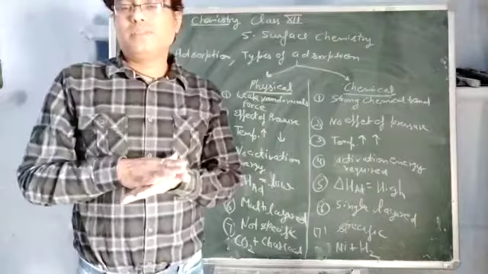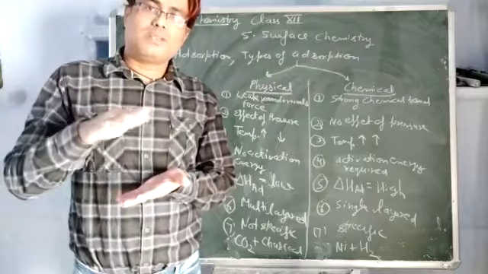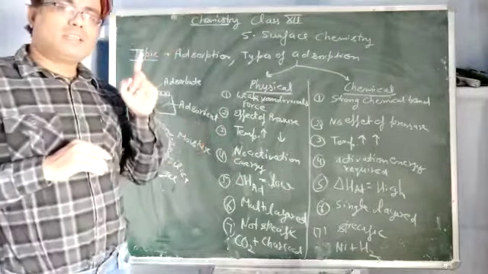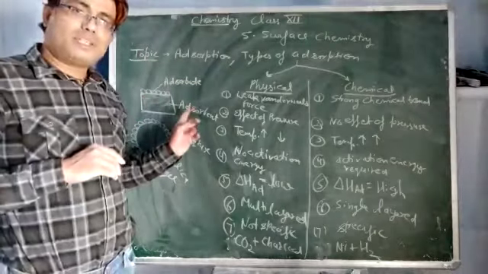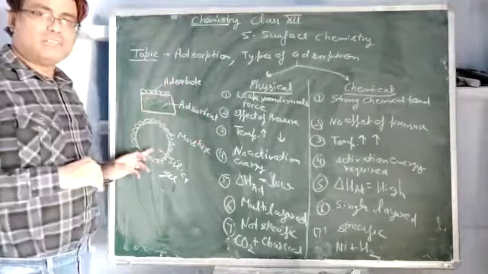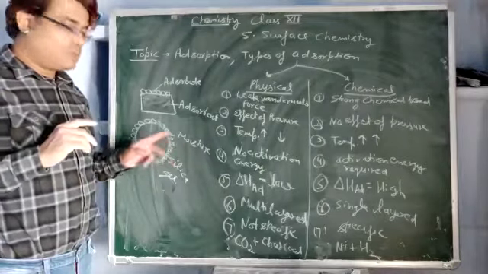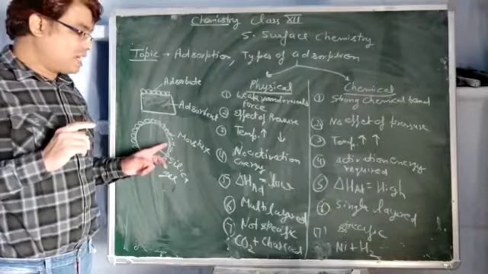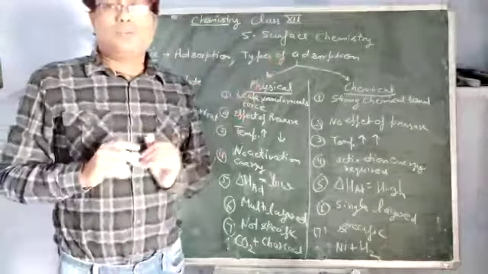The substance which adsorbs the molecules of another substance on its surface is called the adsorbent, and the substance which is adsorbed on the surface of the other substance is called the adsorbate. For example, suppose we have silica gel and moisture or water vapor is adsorbed. So silica gel is the adsorbent and the vapor or moisture is the adsorbate.